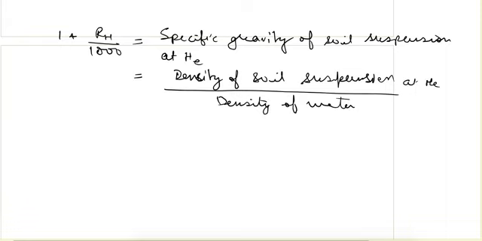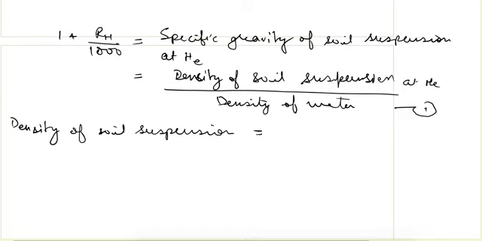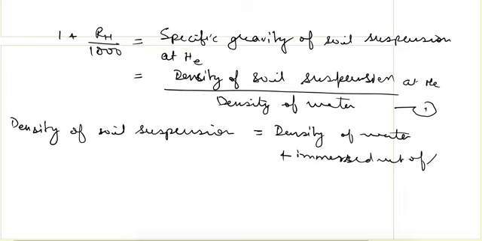Now for the numerator part, let's say this is equation 1. Density of soil suspension is equal to density of water plus immersed weight of solids per unit volume.